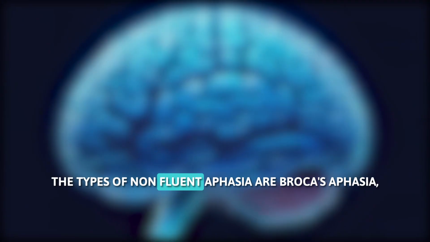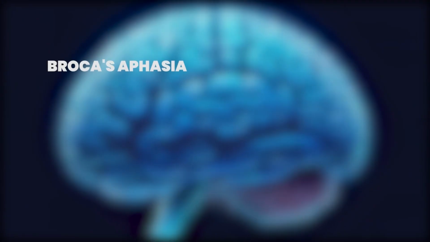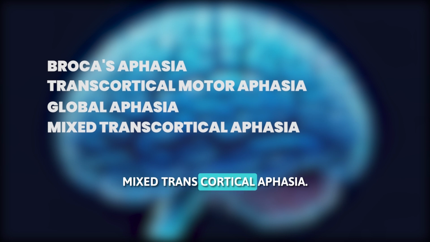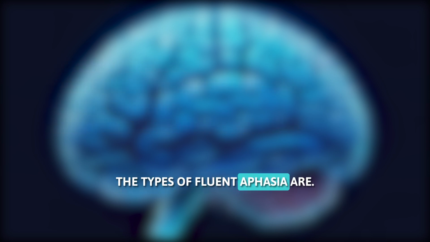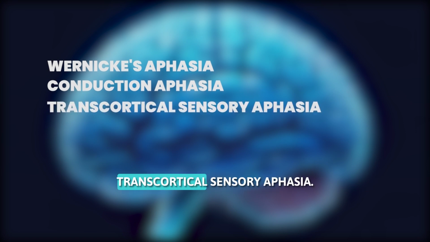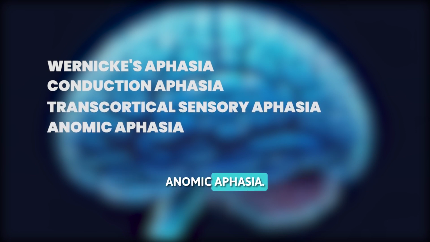The types of non-fluent aphasias are Broca's aphasia, transcortical motor aphasia, global aphasia, and mixed transcortical aphasia. The types of fluent aphasias are Wernicke's aphasia, conduction aphasia, transcortical sensory aphasia, and anomic aphasia.